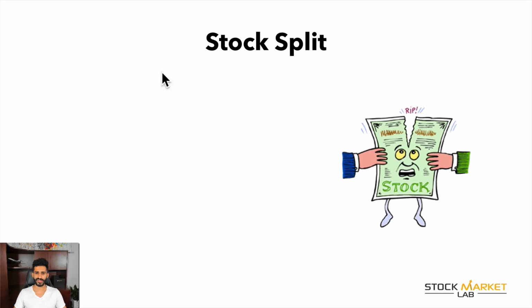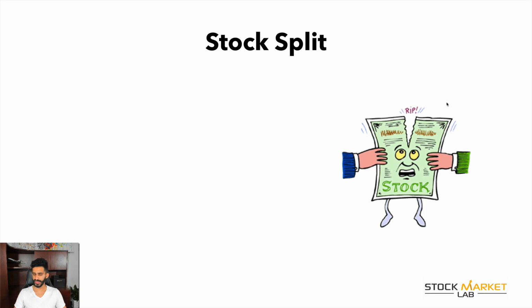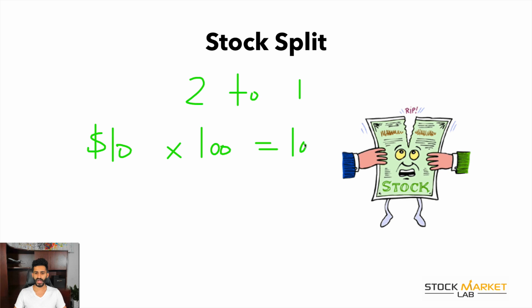Next, we have something called stock split. So a stock split is an increase in the number of outstanding shares and a decrease in the stock's price so that the overall market cap remains the same. So basically, this is how a stock split works. Let's say we have a 2-to-1 stock split. Let's say a stock is trading at $10, right? It has 100 shares and the market cap is $1,000.